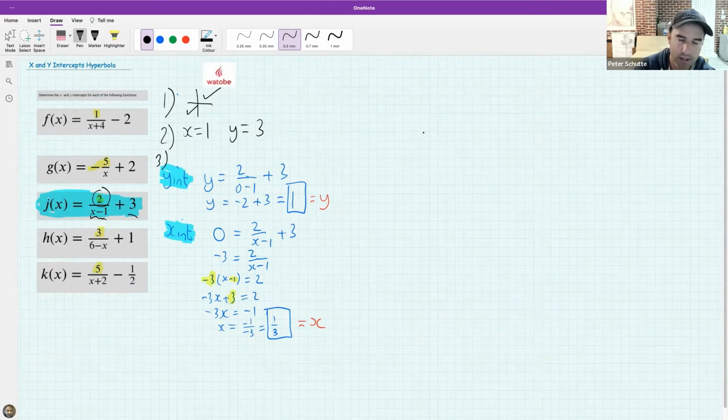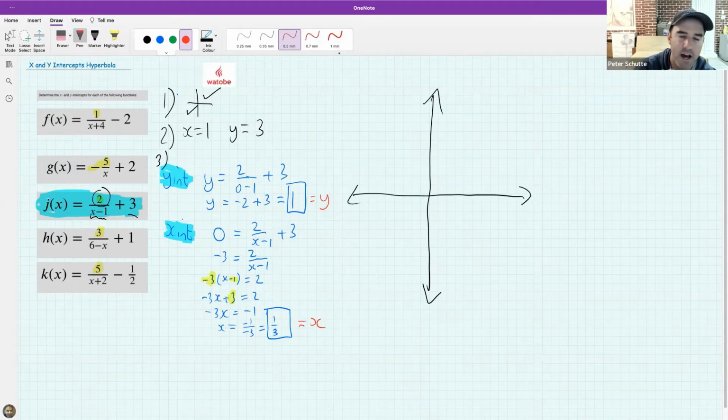So to draw J, I would start by drawing my Cartesian plane, and I would pop my asymptotes down. Apologies guys for that there. So X is 1. And then the next one is going to be up here, and this is going to be Y is 3. That comes directly from over here, and those are the anchors for my graph.